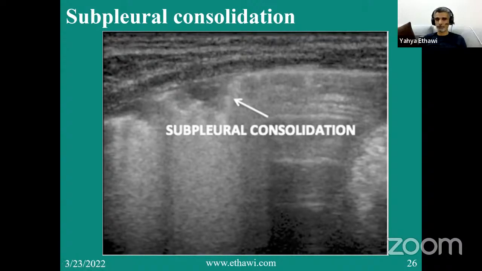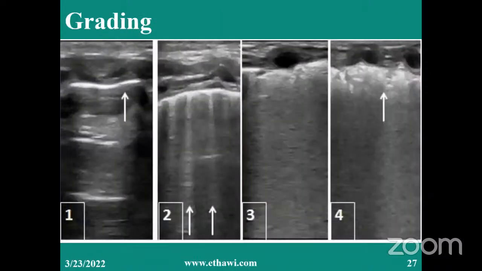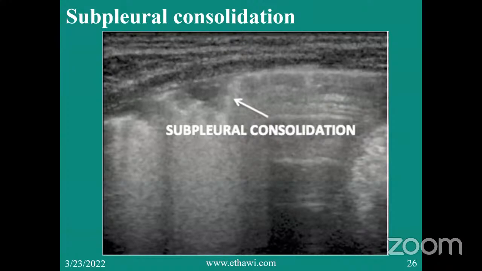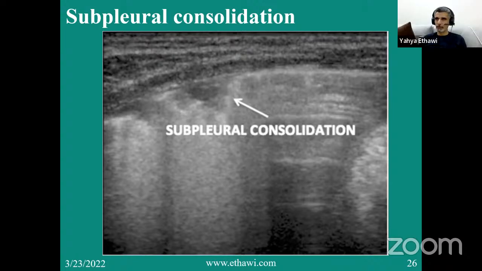Questions? Any question? When we can't differentiate the B line from the pleura, why is it not called subpleural? It's subpulmonic. It's called subpulmonic consolidation. This is called subpleural consolidation. There is no science behind it. It's just a name.